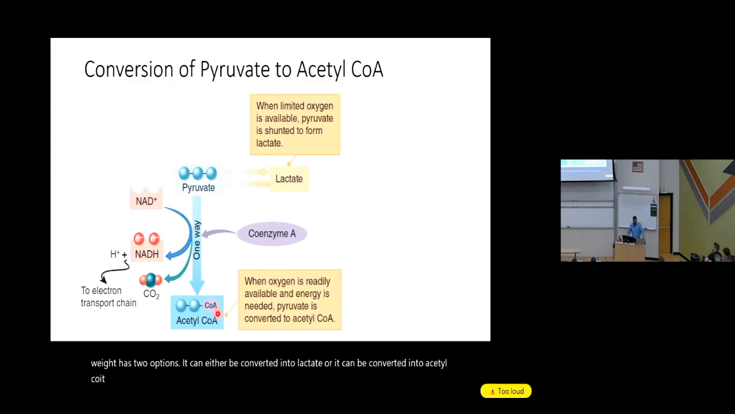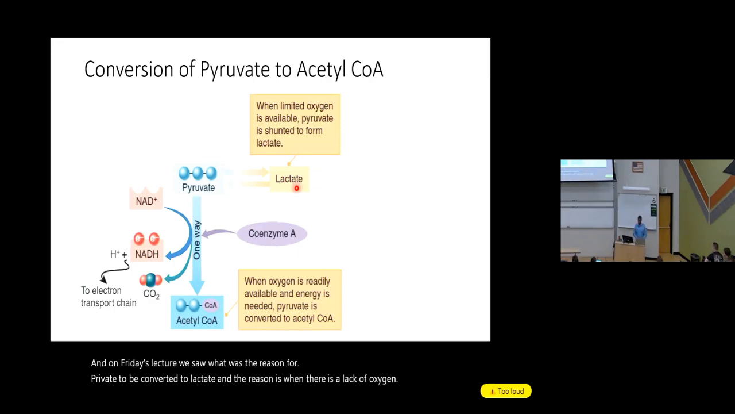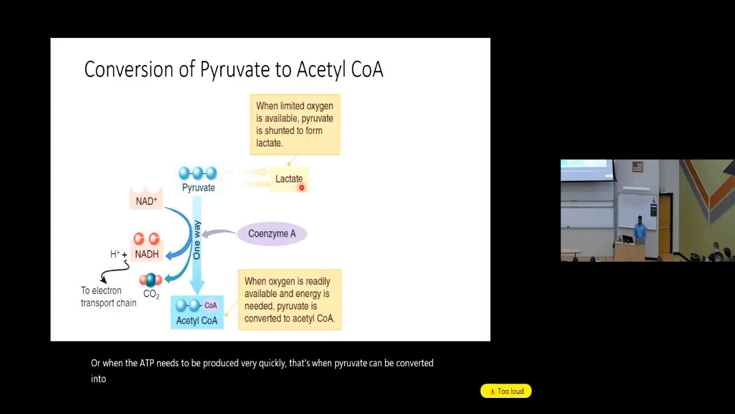On Friday's lecture, we saw the reason for pyruvate to be converted into lactate, and the reason is when there is a lack of oxygen, or when the ATP needs to be produced very quickly. That's when pyruvate can be converted into lactate. If you want to know a little more about that, we already discussed it on Friday's lecture. Now we're seeing what happens to pyruvate when it is not made into lactate.